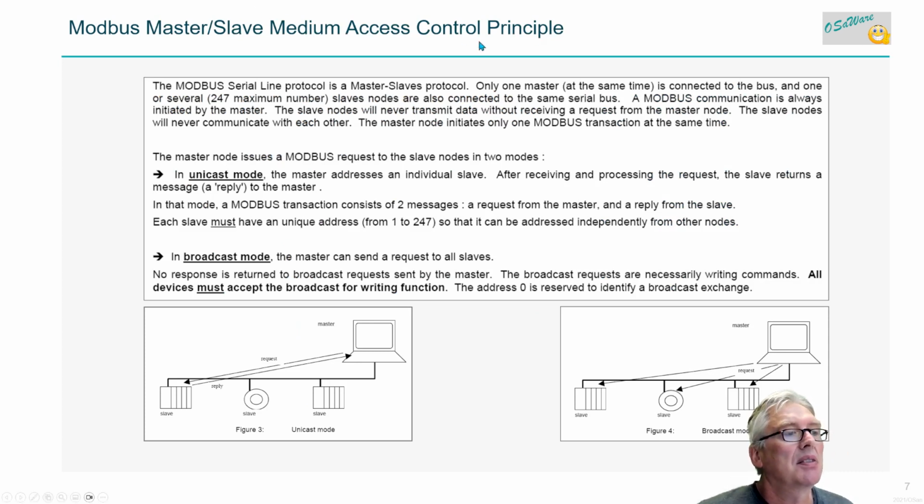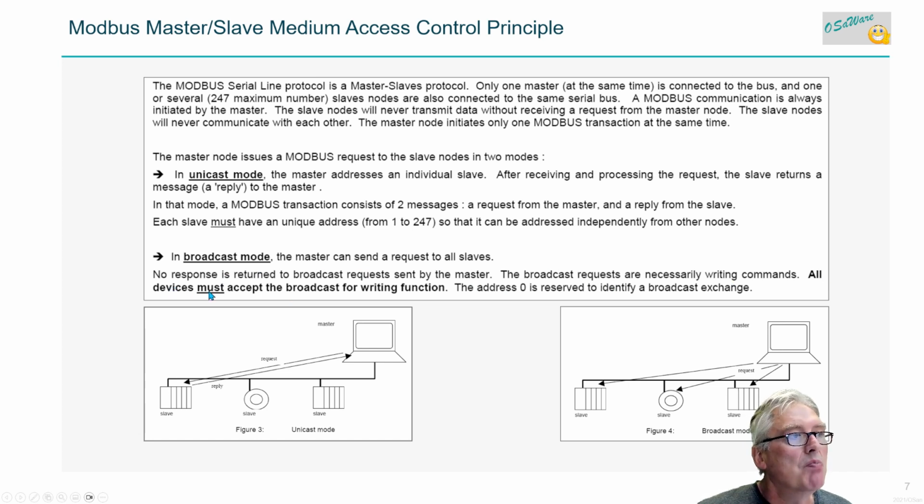The medium access control principle is basically master slave. You ask a slave for data and he replies, but you can also have broadcast mode that you send to all slaves. So you don't get anything back based on your broadcast and say, here is something for you to do, and so on.